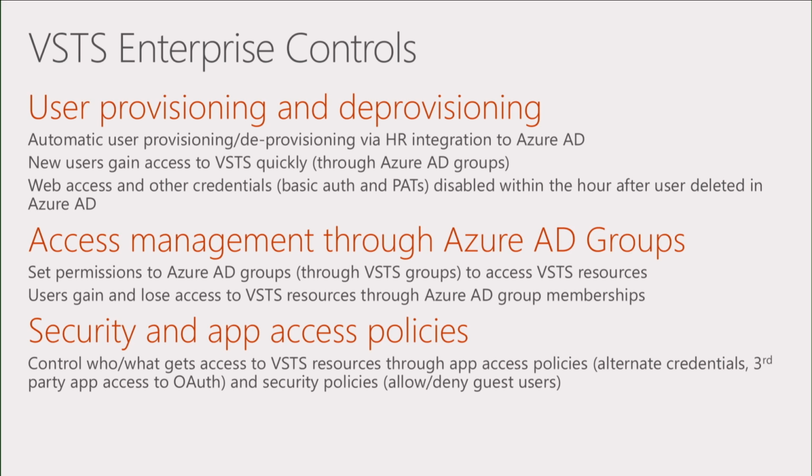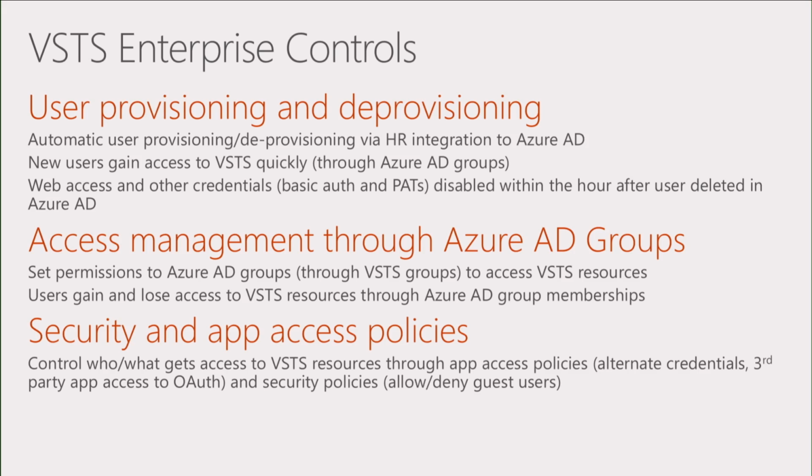Okay, so when the user comes in, I get this new employee, get access to VSTS quickly. Now at the same time, when the employee leaves the company, deprovisioning, I want to make sure that I protect my assets quickly. So when an employee leaves, when the identity gets disabled in Azure AD, within an hour, we disable access. We disable web access in VSTS. If you have alternate credentials that individual has set up, let's say basic authentication, PATs, personal access tokens, we'll disable all that.